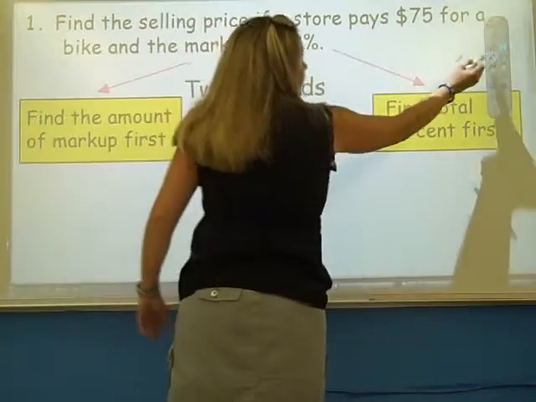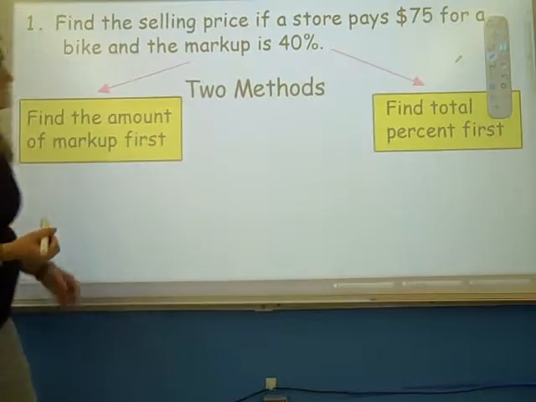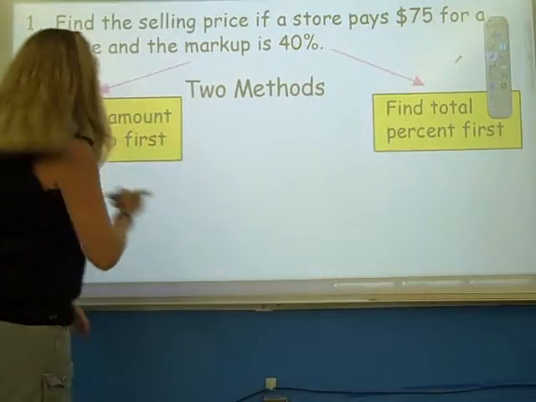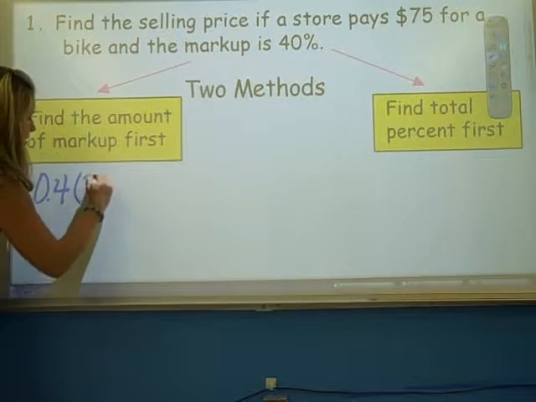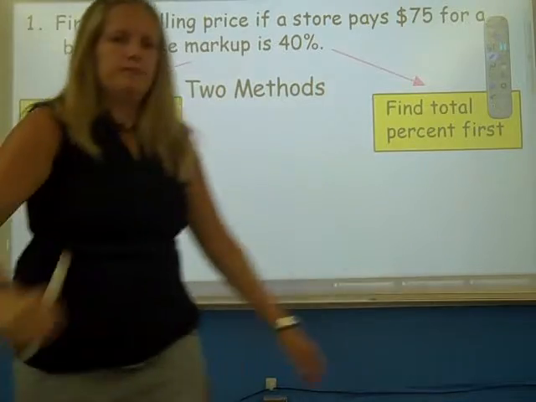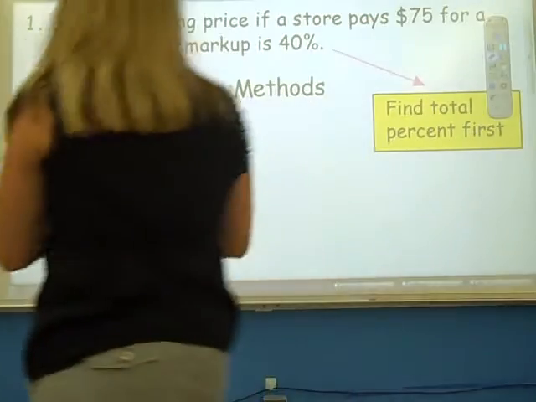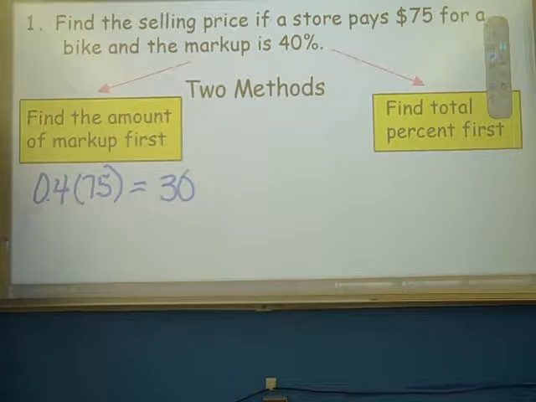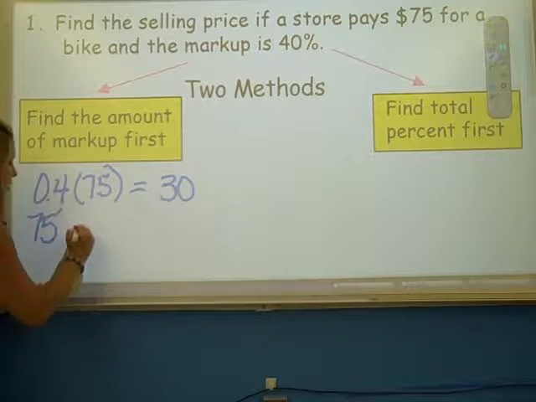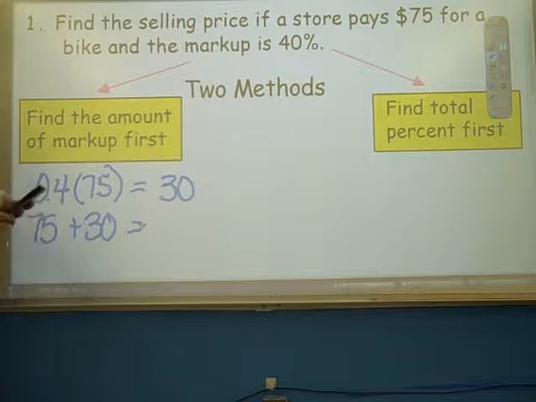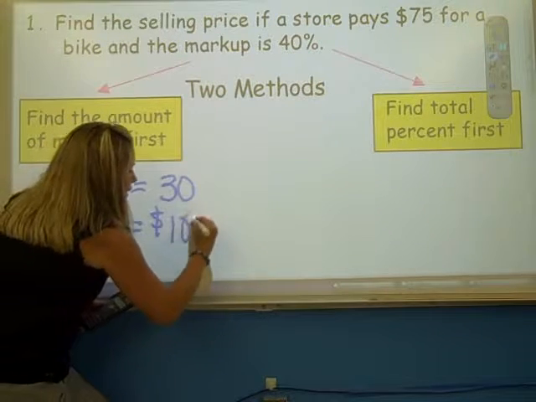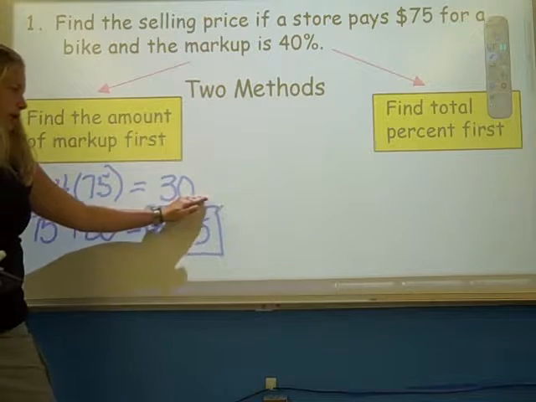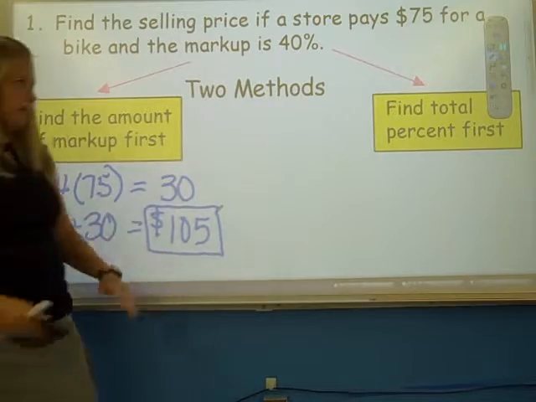The first way is how I taught you when you were doing tax. Find the amount of the markup first. So I'm going to do 40%. How much is 40% of 75? So 0.4 times 75. Let me just grab my calculator. It is $30. Now I'm going to add that $30 to the 75 to find out how much the sale price is, because markup is how much they're increasing it by, and I'm going to get $105. So this method, you're doing it in two steps, finding out how much the markup is, how much it's increasing by, and then adding it.